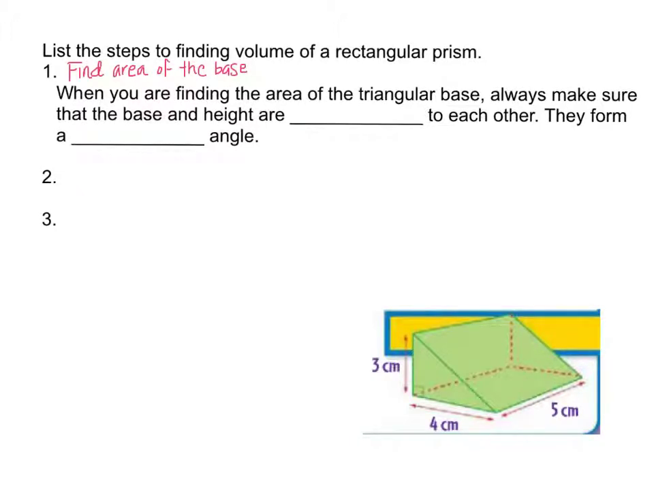Okay, first we found the area of the base. Well, on a triangular prism, our base is going to be the triangle piece. We do need to make sure when we are finding the area of the triangular base that the base and the height are perpendicular to each other. That means they form a 90-degree angle.